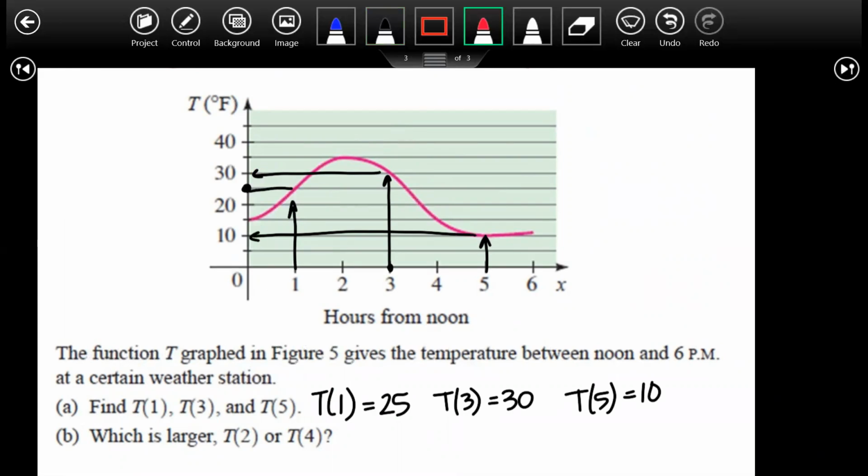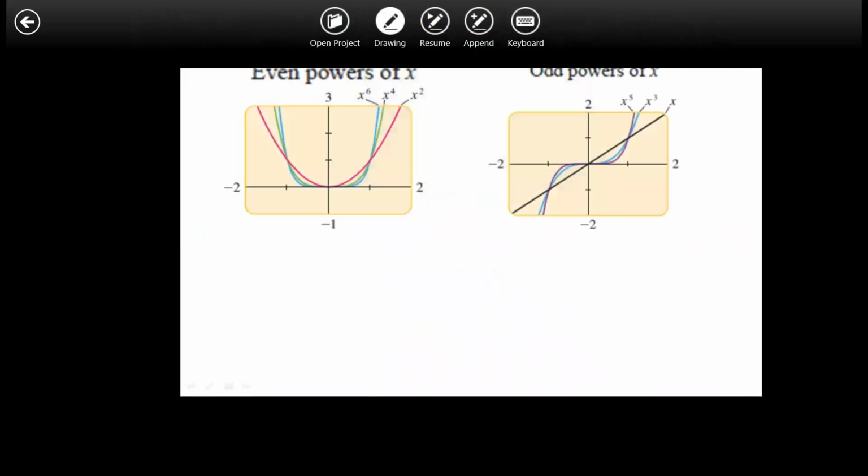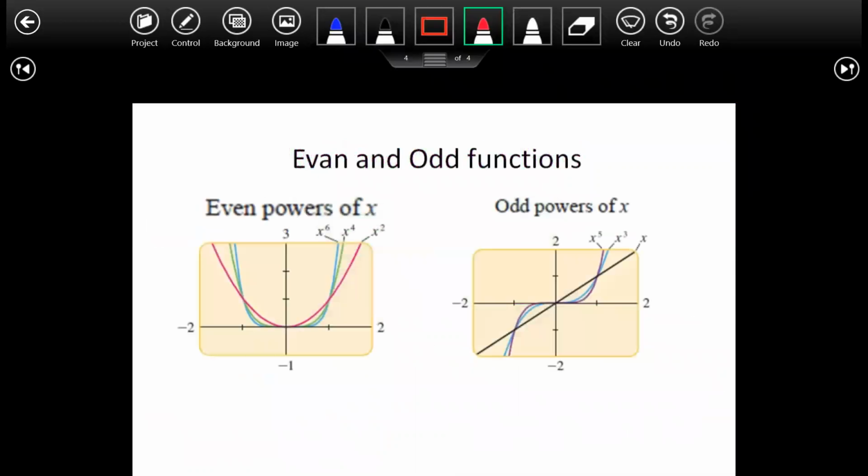Okay. We want to be able to compare which is larger, T of 2 or T of 4. If we input 2, we get 35 degrees. An input of 4 gives us 15 degrees. Which is bigger, T2 or T4? T2. Okay, so our input values correspond to output values. The next thing we're going to look at is describing functions, so we can look at inputs and outputs.